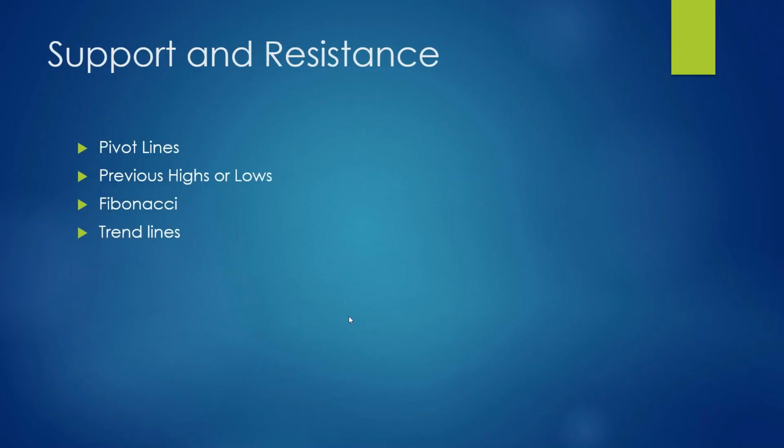And then we have support and resistance. Now, support and resistance can be pivot lines. It can be previous highs and lows. It could be Fibonacci levels. It could be trend lines. I like using the previous highs and lows. I have an indicator that just simply puts them on the chart for me. That way I can always look to see, okay, is it going to test the high or is it going to test the low? Or did it fail to break the previous high or previous low?